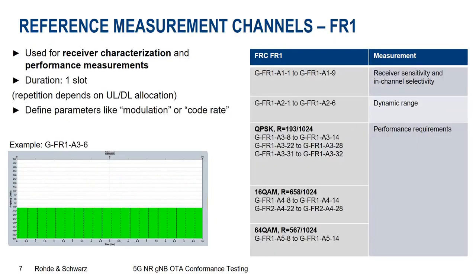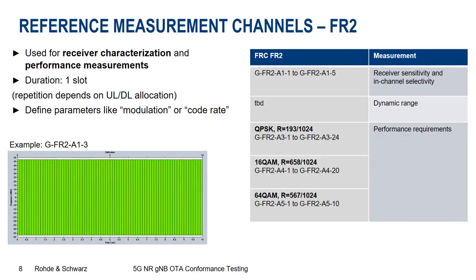The same concept applies also in the uplink. So for the receiver measurements, the signal generator provides defined input signals, which are called reference measurement channels, and these FRCs are then used both for the receiver characterization and for performance measurements. So also here for different measurements, different FRCs are defined. Here is a list for FR1, and in FR2 there's another set of FRCs.